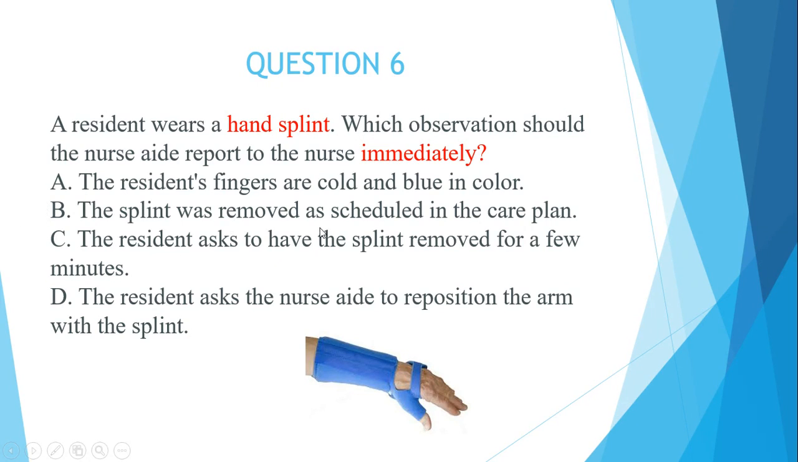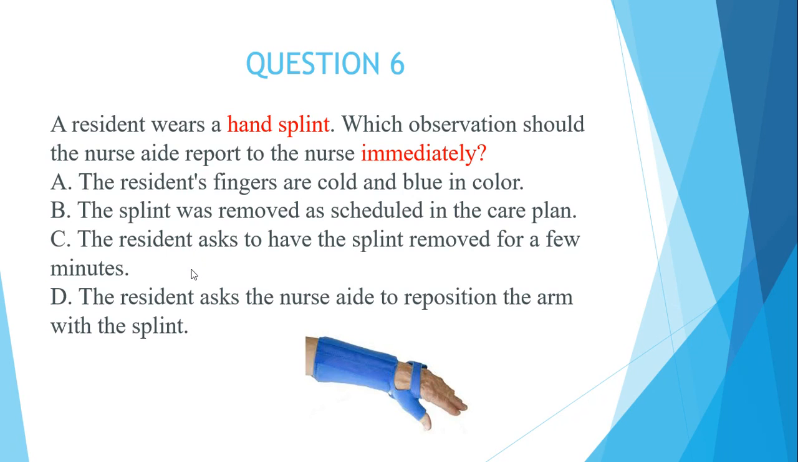The splint was removed as scheduled in the care plan. Why are you going to report to the nurse if the splint was removed according to the care plan? The resident has to have the splint removed for a few minutes. If the resident says, please, could you remove this for a few minutes, there is a reason this person is telling you this. Maybe it's too tight, it's hurting, or she wants to straighten the fingers on her arm or hand, right? You will report to the nurse, but is this something immediate? Let's keep that option too.